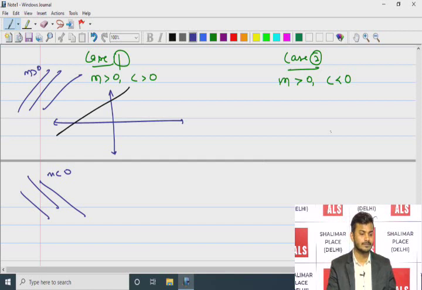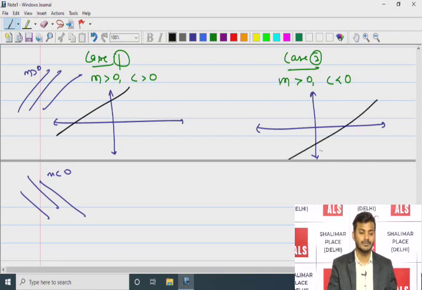Second is that M is positive but C is negative, right? So if M is positive, it means this kind of line, but C negative means negative. This is C negative, this is C positive. Isn't it? I hope you're getting this thing. Okay, anyway.